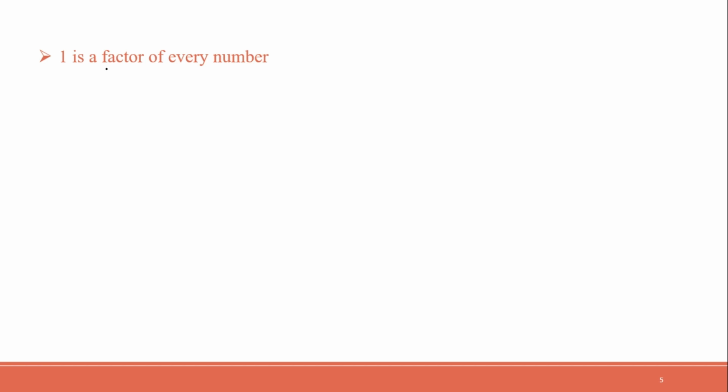Now come to this. 1 is a factor of every number. That means if 1 is a factor of every number, then 1 can divide any number. Right? So we have to check if this is true. If 1 is a factor of every number, it will divide every number, because a factor divides the number exactly without leaving any remainder.